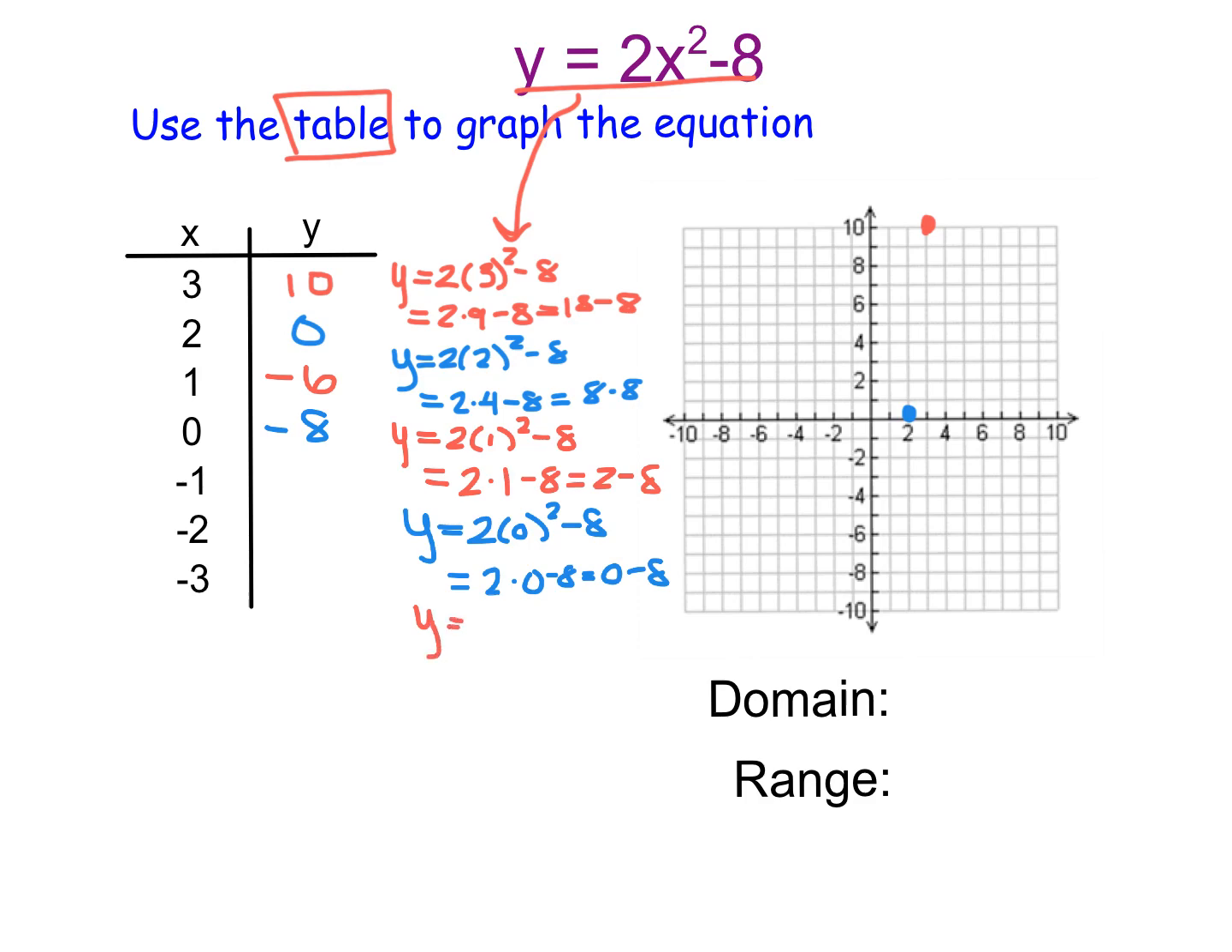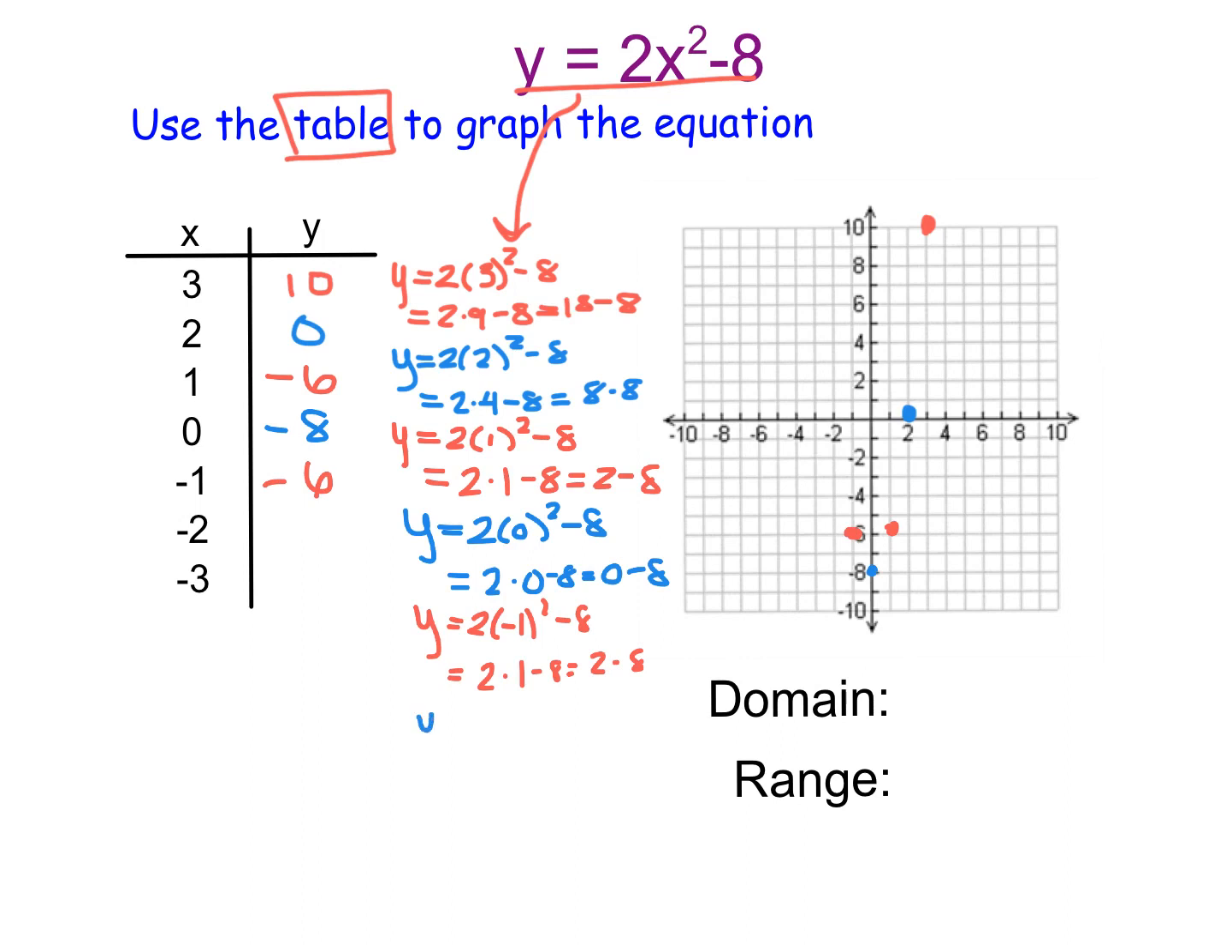Then have y equals 2 times -1 squared minus 8. So 2 times 1 minus 8. So 2 minus 8 is a -6. So I can plot those 2 points there. I missed a couple. So 1, -6. 0, -8. And -1, -6.